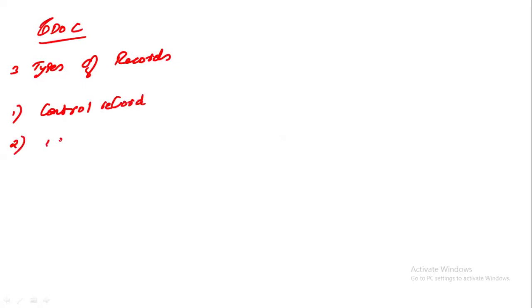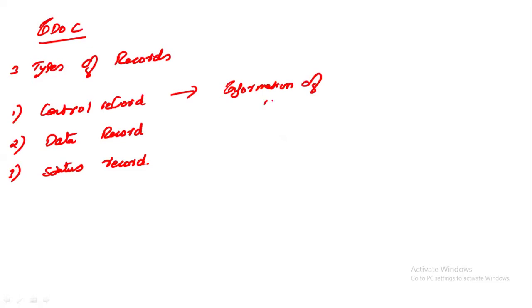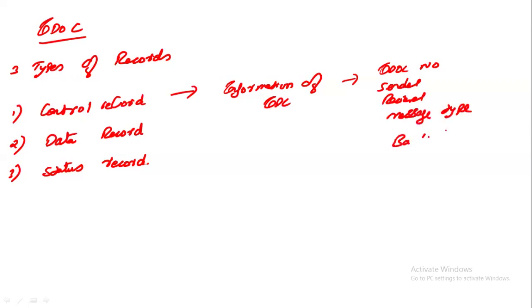The other one is a data record, and the other one is a status record. Okay. So the control record is going to store the information of the Idoc, like the Idoc number, who is the sender, who is the receiver, what is the message type, what is the basic type, all those things.